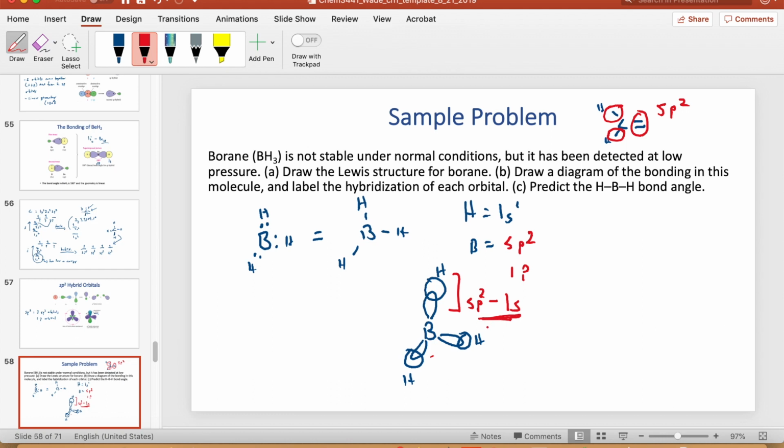Now, since it's sp2, we need to predict the bond angle. Everything should be around all of this, so everything should be 120 degrees as our bond angles.